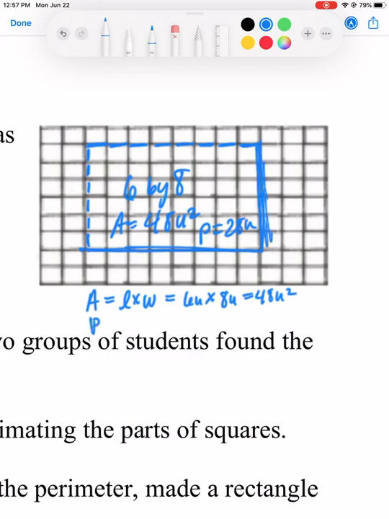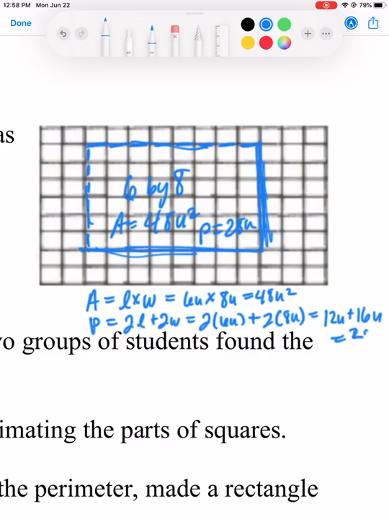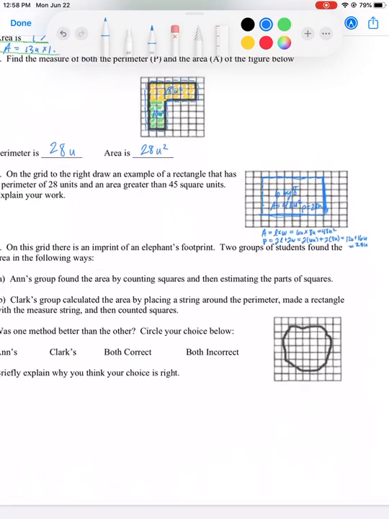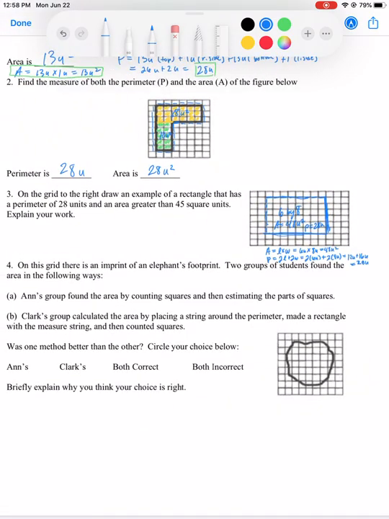And the perimeter is the length of the top and the bottom, plus the length of the left and the right sides. Now, in a rectangle, those are always going to be the same. So we take twice the length plus twice the width. 2 times 6 units plus 2 times 8 units. Left and right, top and bottom. That's equal to 12 units plus 16 units, which is equal to 28 units. So let's review how those are calculated.